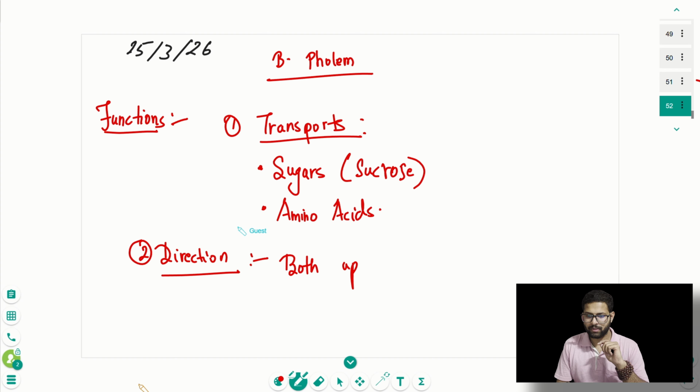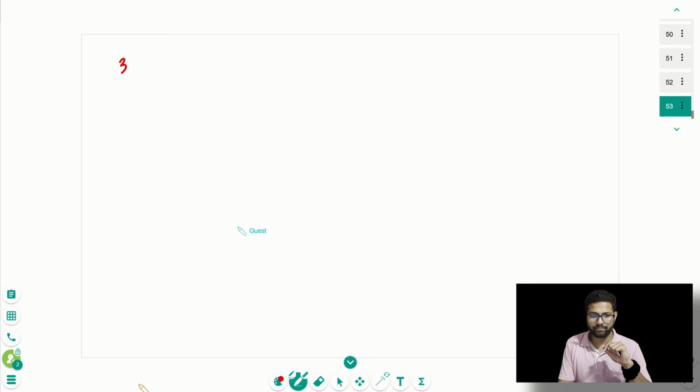Okay, understood? Now, since it has both directions and everything, what can be the next feature here? If you remember, in xylem, we have first seen the transportation, then we have seen the direction. The third thing we have seen is the structure, right? So the structure.